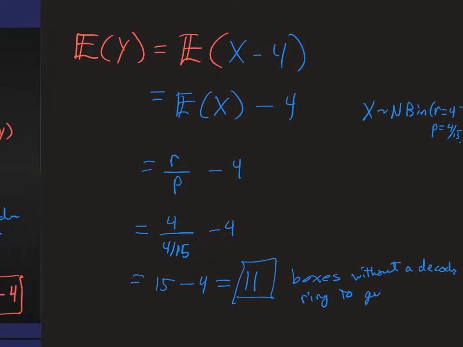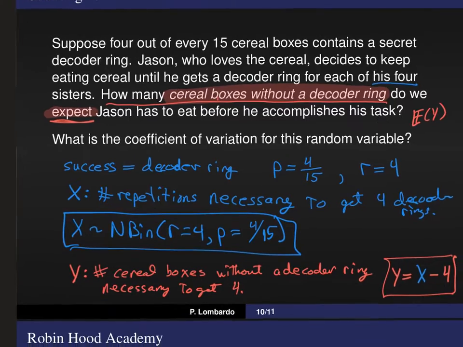To get 4. Okay, now this value here, the 15, this is the total number of cereal boxes it takes to get 4 decoder rings. So the number of failing boxes, or boxes without a decoder ring, would be 4 less, or 11. Okay.